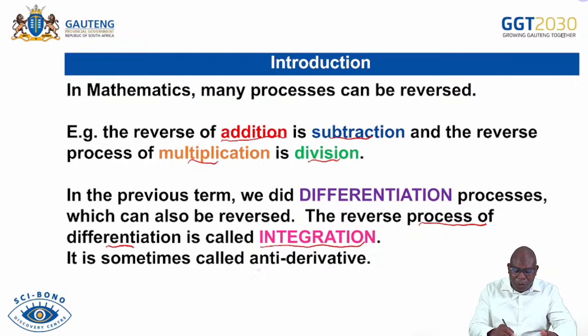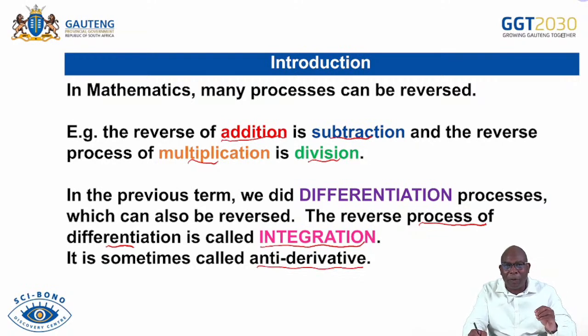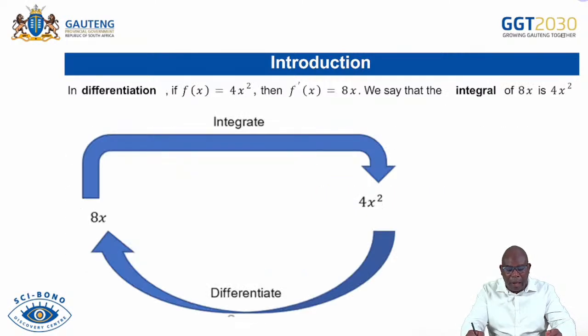Sometimes it is called the antiderivative, because remember we derive. Here now we're doing the antiderivative. We're going to do the reverse of differentiation. Now let's look at this. In differentiation, if I'm given f of x equals 4x squared and I want to derive, remember how do we derive? The 2 multiplies with the 4, so we get an 8, and we subtract 1 from that 2, then we get x to the power of 1. Then we say the integral. Now, look at this. The integral of 8x will be this.